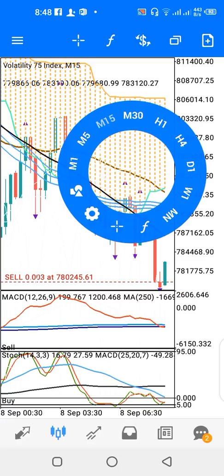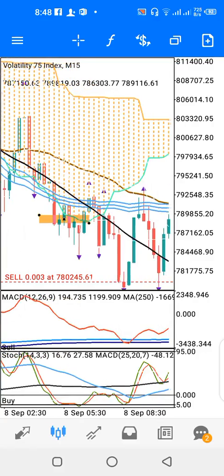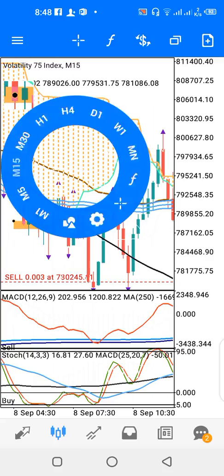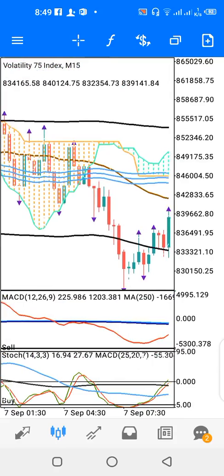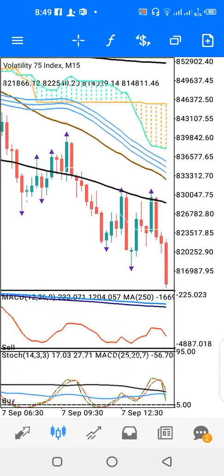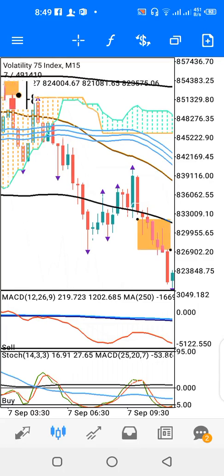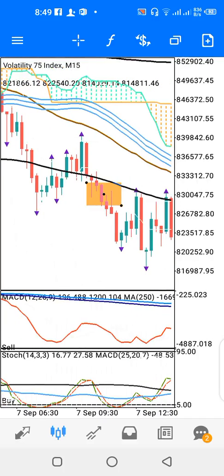Another good place to sell is where price closed below all indicators. Just sell for some quick profit. You could sell up to this point. Let's look further at where you can place a sell trade. You can place your sell trade somewhere around here, where you have price closing below all indicators. That's a good point where you can sell, and this is also a good point where you can sell.